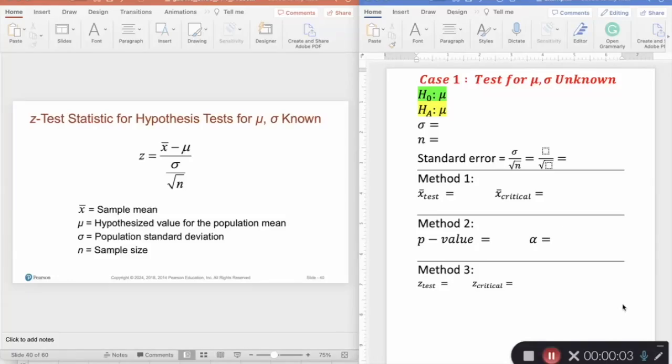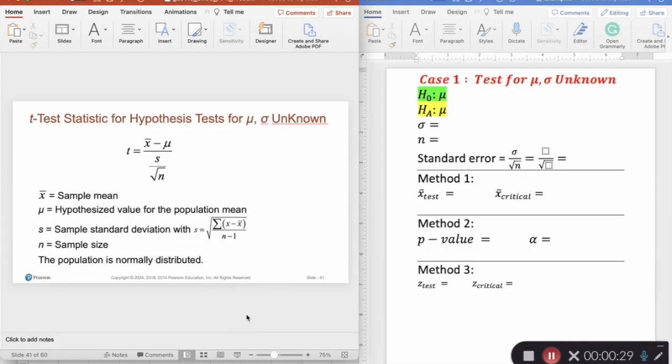In the previous examples, we talked about using the z-test statistic for hypothesis testing when sigma is known. This is the formula that we used in chapter 8, the previous chapter, and for the questions that we did earlier about when sigma is known. But now we will be moving on to talk about when sigma is unknown.